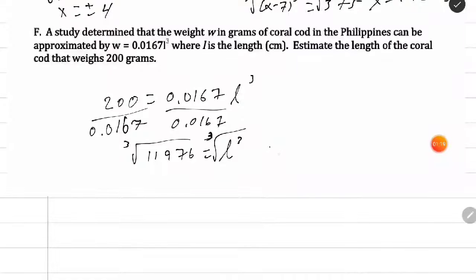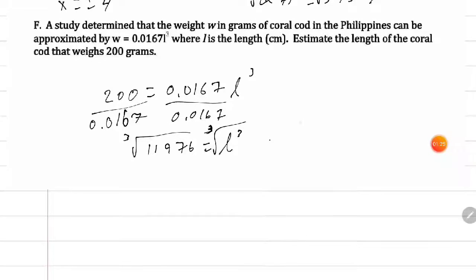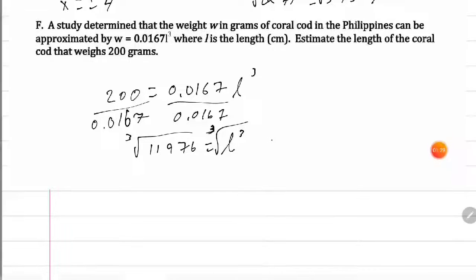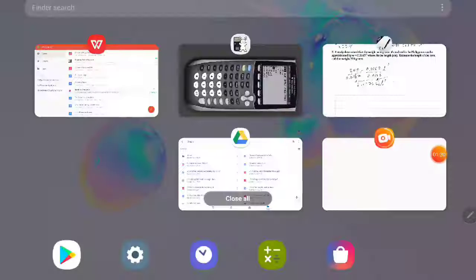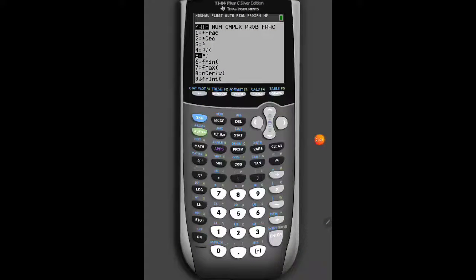And then use our handy dandy calculator. And I guess I might as well show it since I still have it up. Oh, look, they have a cube root button. Cube root of 11,976. Enter. 22.9 or 88. Yeah, let's go 88.